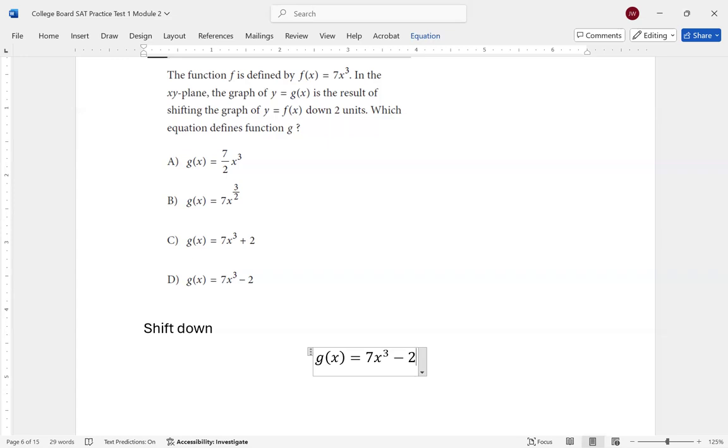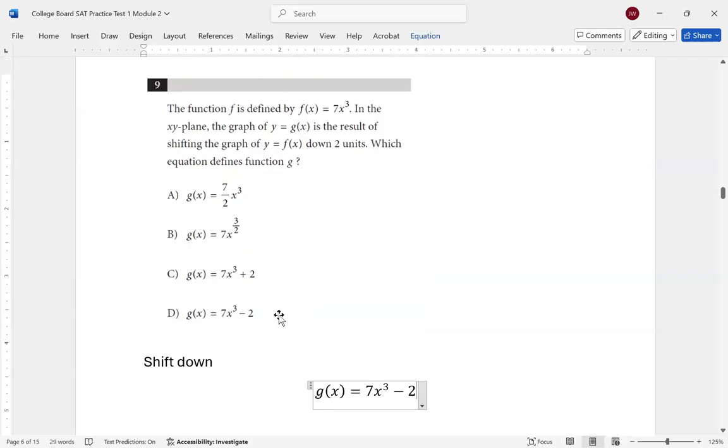So 7x raised to the third power minus 2 would be a shift down of 2 units from my function f of x. So that is option D, and D is the correct answer.